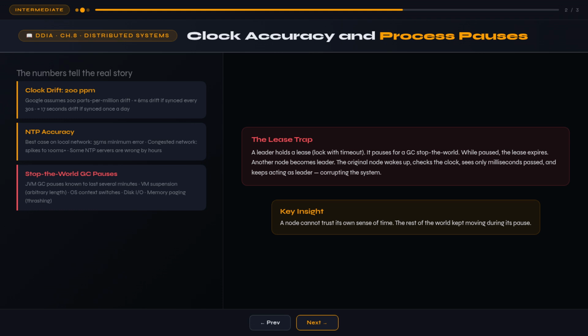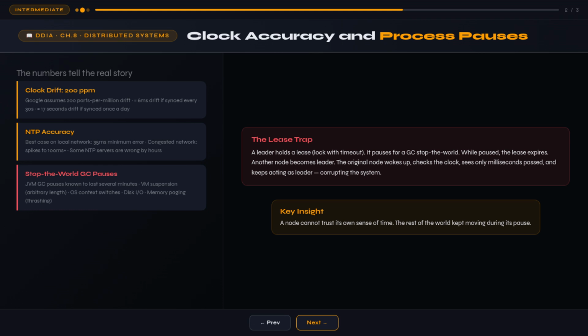If a server is synchronized with NTP every 30 seconds, that's a potential drift of 6 milliseconds between synchronizations. If the server syncs only once a day, the potential drift grows to 17 seconds. 17 seconds of clock error on a server that syncs once a day, not once a year, once a day. NTP synchronization itself has a minimum error of 35 milliseconds achievable under good conditions. On a congested network, NTP errors spike to around 100 milliseconds or more. Some NTP servers are misconfigured and report time that is off by hours.